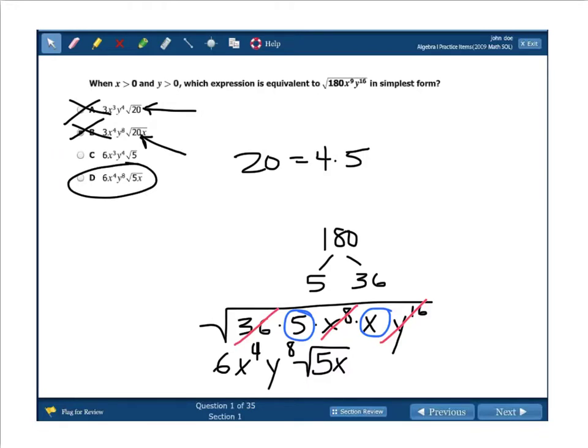So when you're simplifying radicals, I want you to look for answer choices that are clearly wrong because they're not simplified all the way. And I want you to then go ahead and actually simplify the problem until you recognize which one is the correct answer. Awesome. Let's do another one.